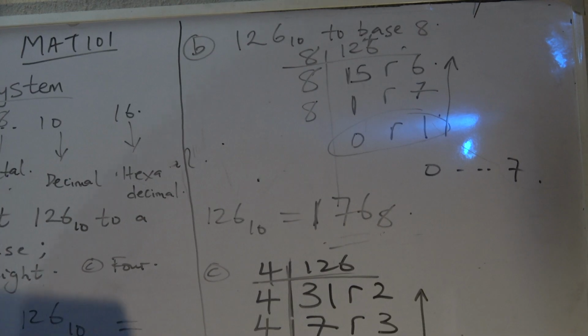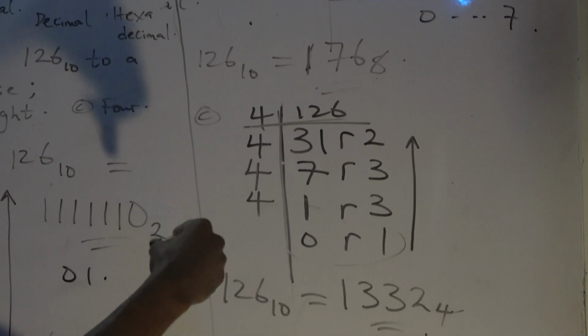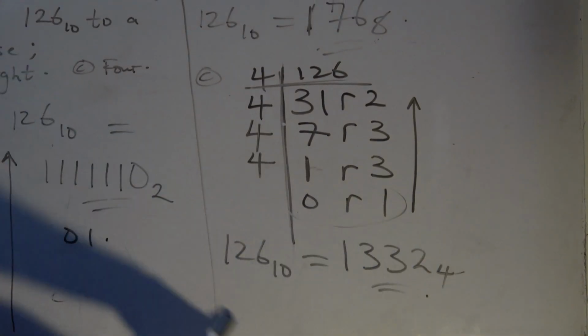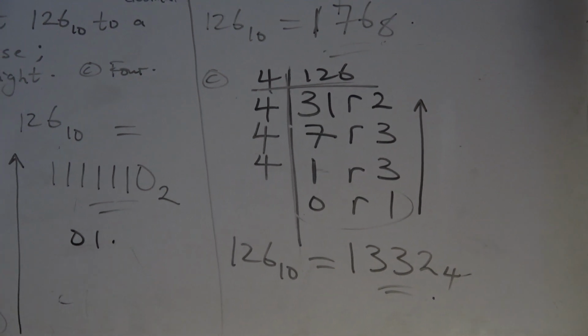Now look at base 4. You know in base 4, your answer should range from 0 to 3. You have here 1332 base 4. So you see that our answers are right. So we are done with conversion of base 10 to other bases.